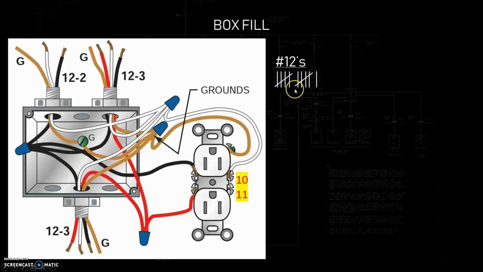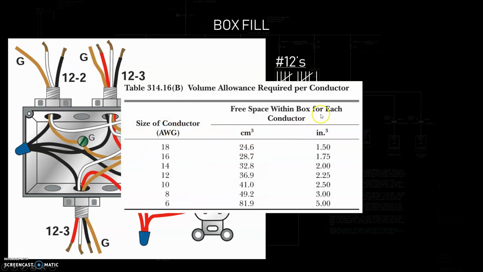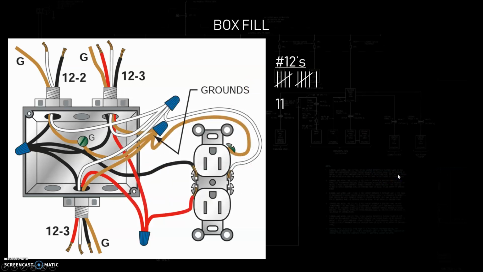So what do we do now? We have 11 volume allowances for a number 12. That's great. So let's go ahead and check our table 314.16(B). Remember, that's the table that tells us how many cubic inches per volume allowance we need to include. So for number 12, we need to include 2.25 cubic inches. So I'm going to multiply my 11 volume allowances by 2.25. Of course, that gives me 24.75, and that should say cubic inches, not square inches, but 24.75 cubic inches.